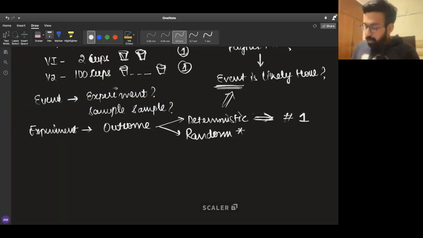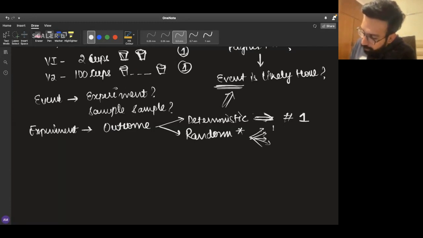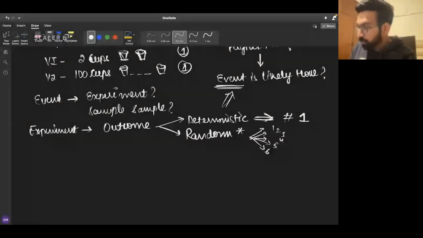Now, random is what is interesting here. A random experiment is one where there can be multiple outcomes. For example, throwing a die. If I throw a die, either 1 can come, 2, 3, 4, 5, or 6. This is a random experiment because there can be multiple possible outcomes. In deterministic, we know the input, we pass it to a machinery, and we get a certain output.